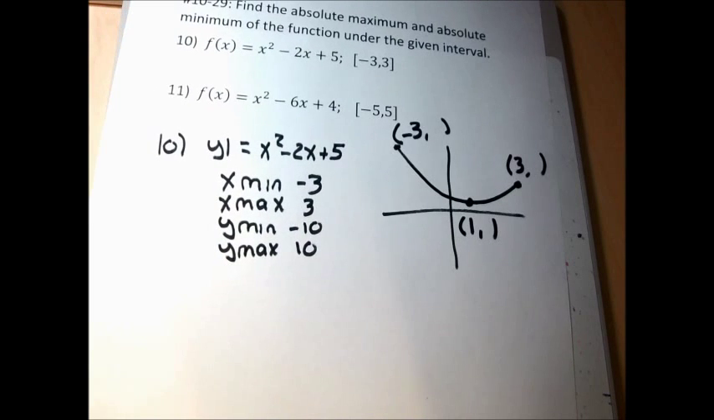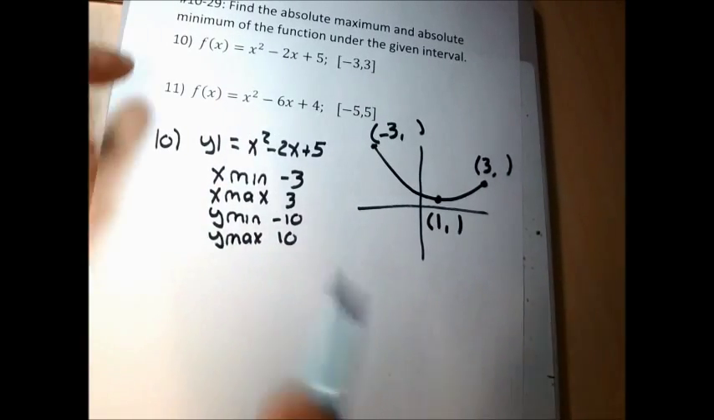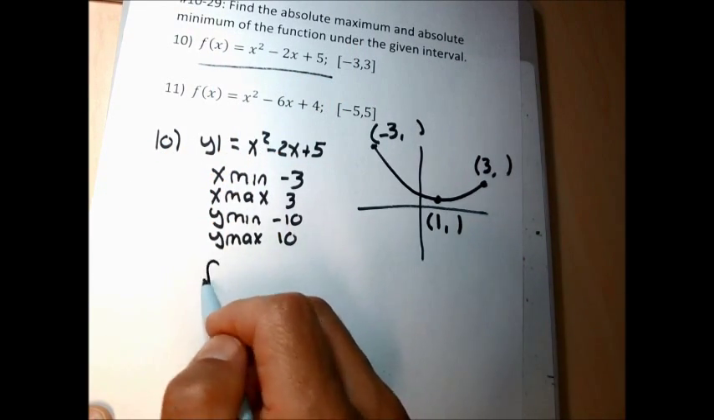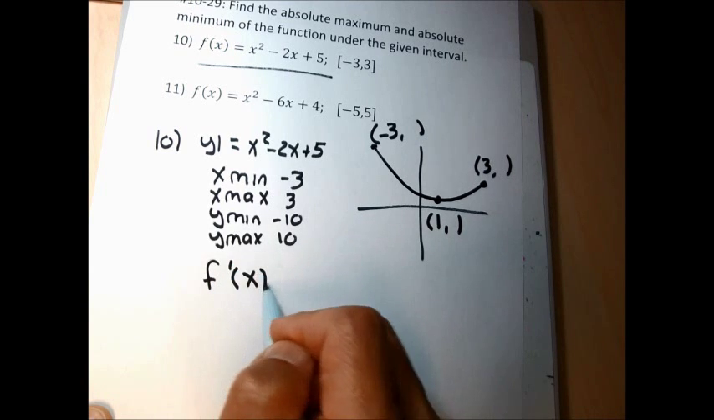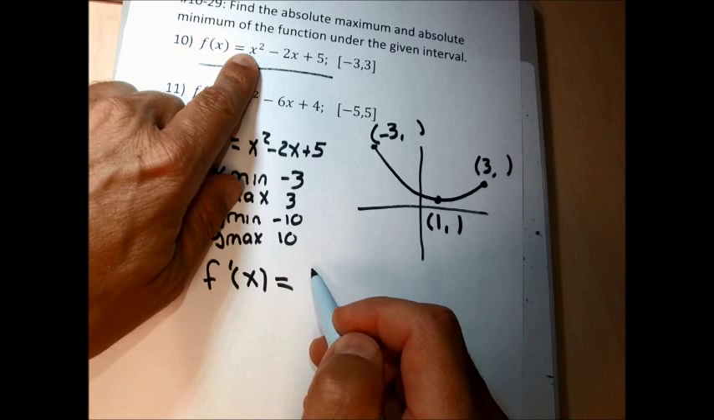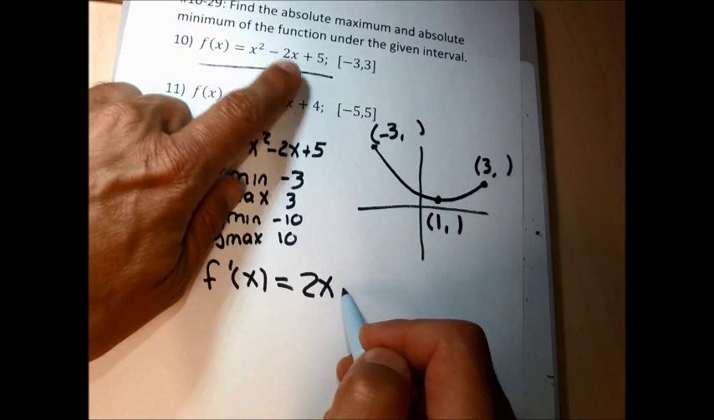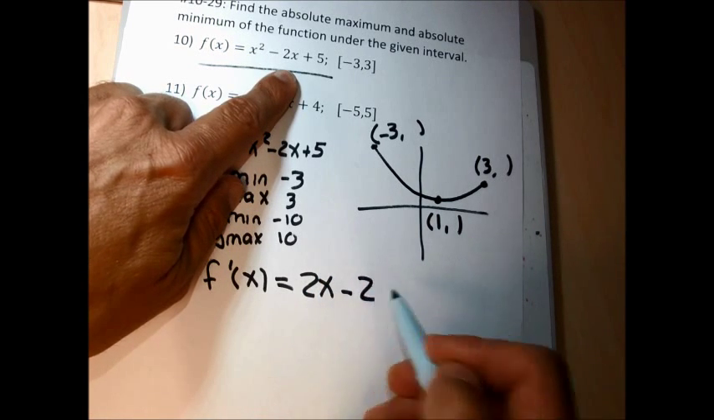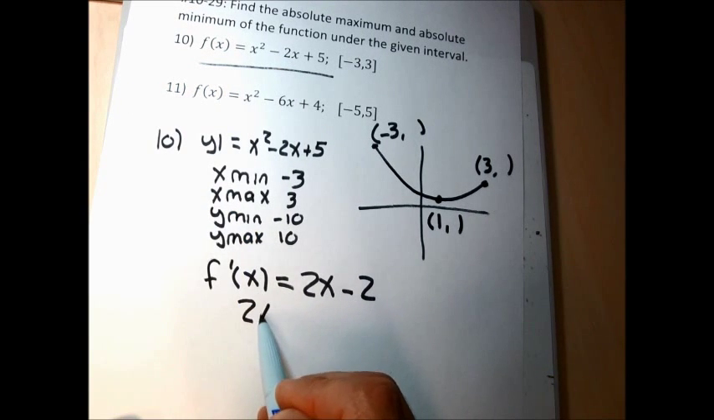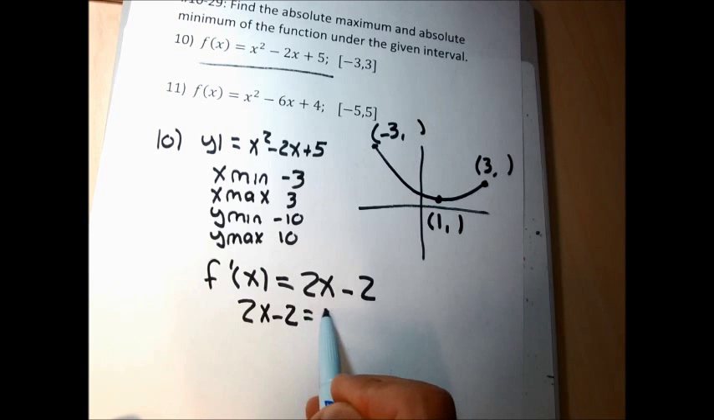To do this without a graph, to get the maximum or minimum, the first thing you're going to do is find the derivative of the given function. So my given function is f of x equals x squared minus 2x plus 5. I'm going to take its derivative. The derivative of x squared is 2x. The derivative of minus 2x is minus 2. Once I find my derivative, I'm going to get a critical number by taking the derivative and setting it equal to 0.